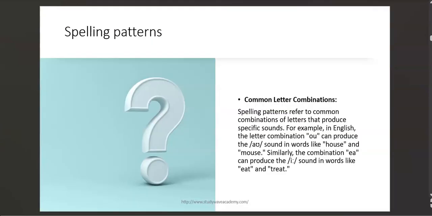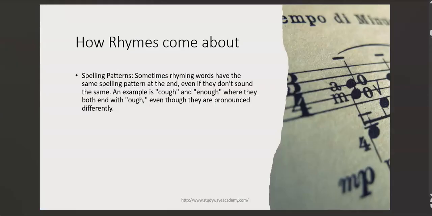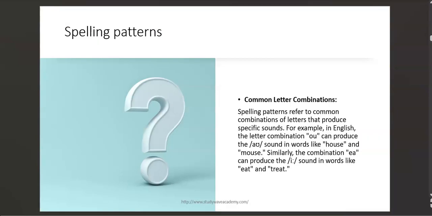Now let's continue and look at what spelling patterns really are. I want us to look at these spelling patterns that we keep on saying are how to know words are rhyming or not. Common letter combination. Spelling patterns refer to common combinations of letters that produce specific sounds. For example, look at here. This can be complex to understand, class, but I want us to look at the spelling patterns because it is important for us to know.